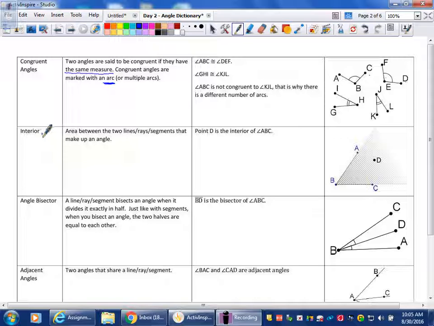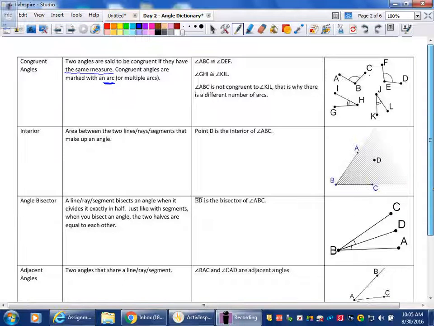Interior sounds like interior design. What do you design when you're in interior design? You design the inside. So the interior of an angle is the area between the 2 lines, rays, or segments that make up the angle. For instance, on this diagram here, point D is in the interior of angle ABC. It's inside this angle.